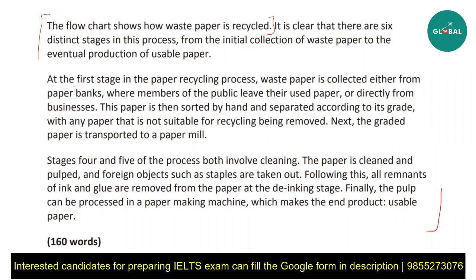Then at the first stage, let's say firstly, in the paper recycling process, waste paper is collected either from paper banks where members of the public leave their used paper. They have given extra information. You can avoid that if you want to, or you can add something like this if you are falling short of words. As you can see, it's only 160 words long. I believe half of you, what you have written, will be barely 150 words from what I hear. Or you can say or directly from the businesses. This paper is then sorted out by hand and separated. Then, this is the second word they have used to combine their sentences, and separated according to its grade, with any paper that is not suitable for recycling being removed.